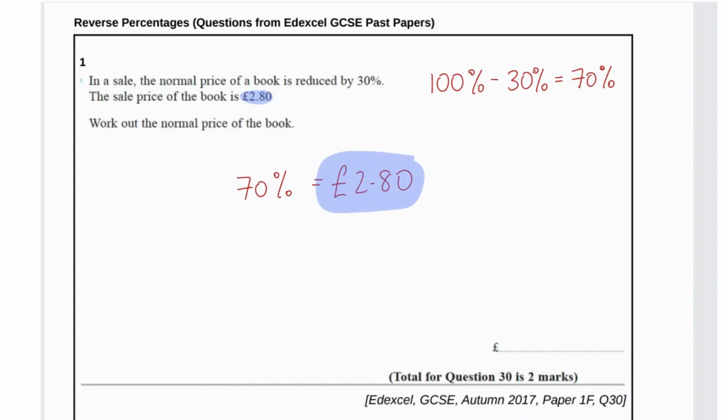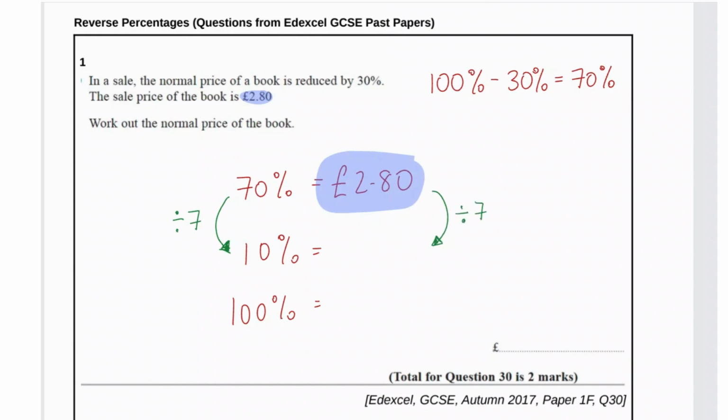So to get back to the normal price, the original price, we want 100%. And to get there, we're going to find 10%. And this is what's different about this question, where a lot of people go wrong. Because we're starting at 70%, to find 10%, we no longer divide by 10. We're actually going to divide by 7, because it's 70% divided by 7 that gives us 10%. If you divide by 10, you'll get the wrong answer.